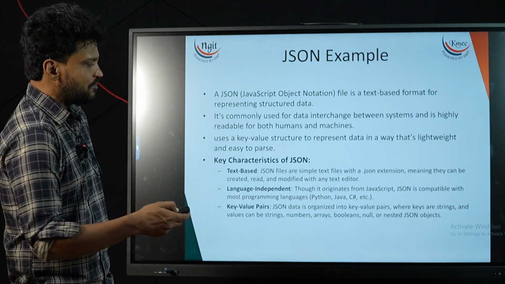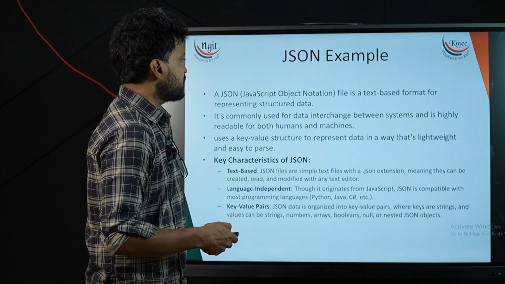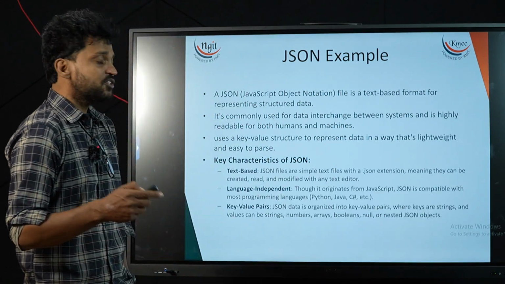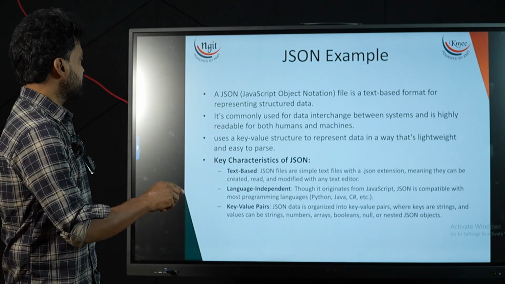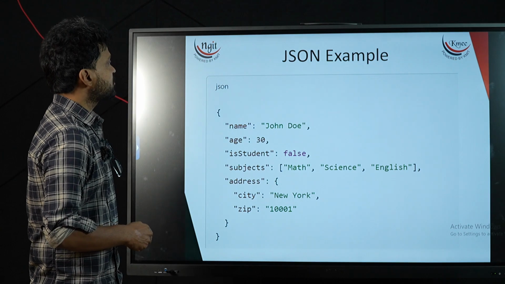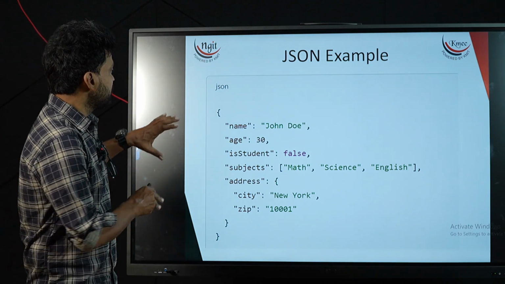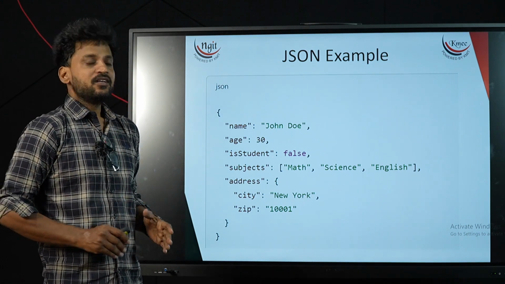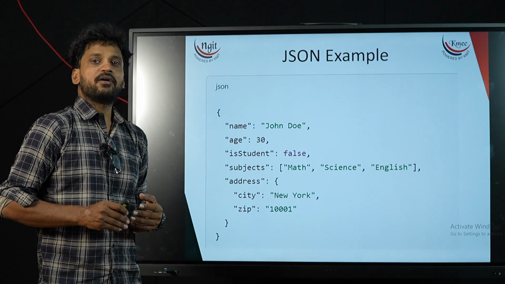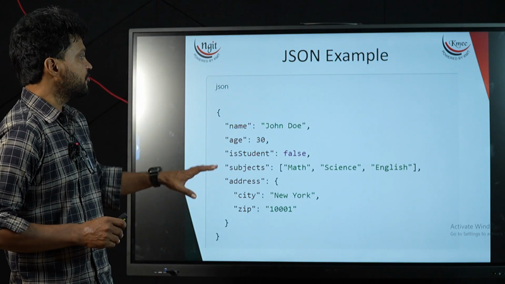The next example is JSON, which is also pretty similar to CSV. JSON is JavaScript Object Notation, a text-based format for representing structured data. Let me show you an example of a JSON file. This is how a JSON file looks. It is organized by using key-value pairs. These JSON files can also be written in Notepad with a .json extension.